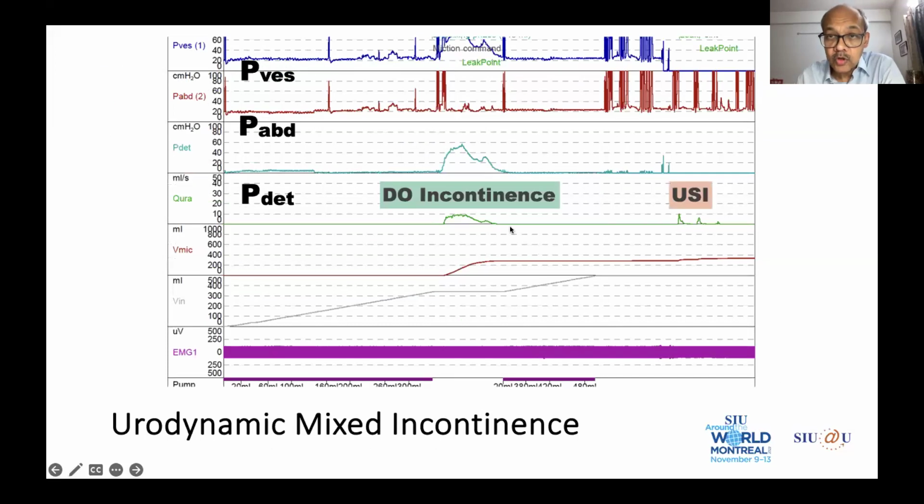This is a woman who's got both problems. You can see here a phasic contraction and a leak. And you can see here when she coughs, she leaks as well. This is a good slide to illustrate another point.